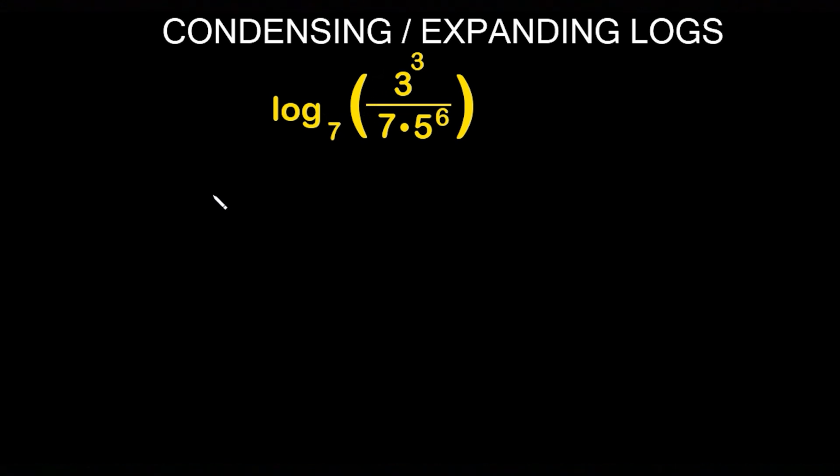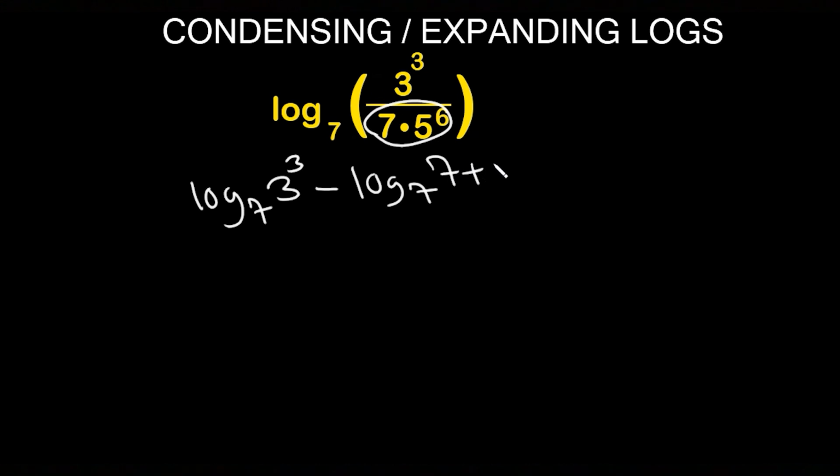So I'm going to rewrite it as log base 7 of 3 to the 3rd power. And then I have division right here, meaning I'm going to use subtraction. So minus, and then on the denominator, I have multiplication. So when I expand out this part here, I'm going to use addition. So when I expand it out, I'm going to have log base 7 of 7 plus log base 7 of 5 to the 6th power.